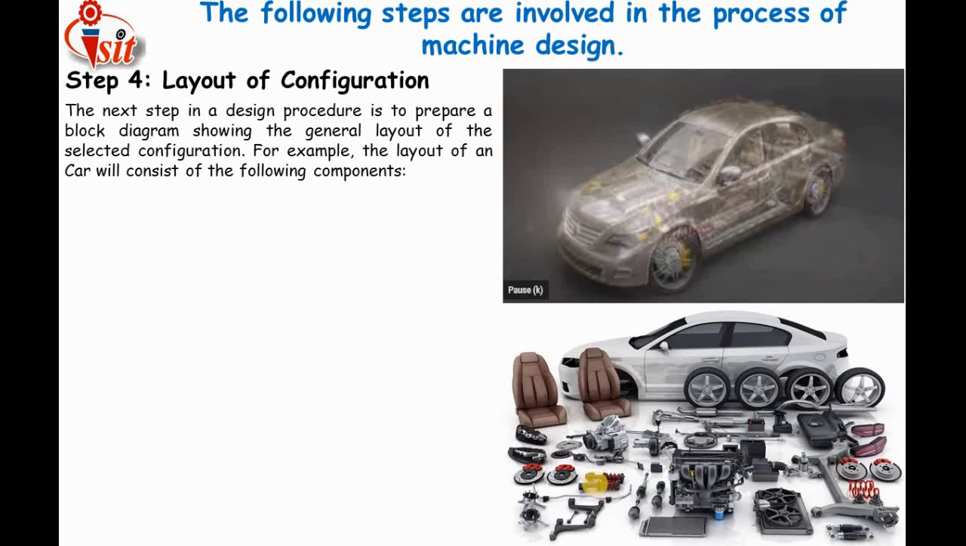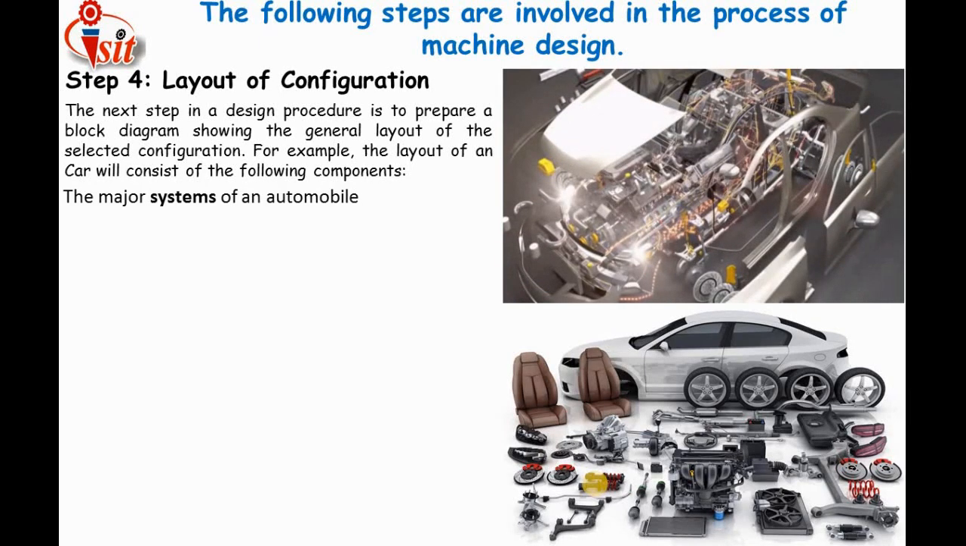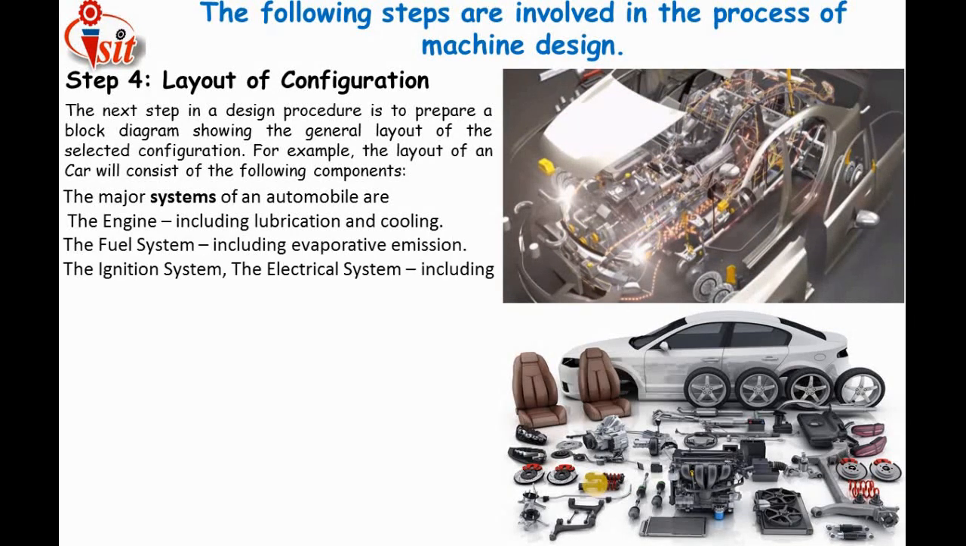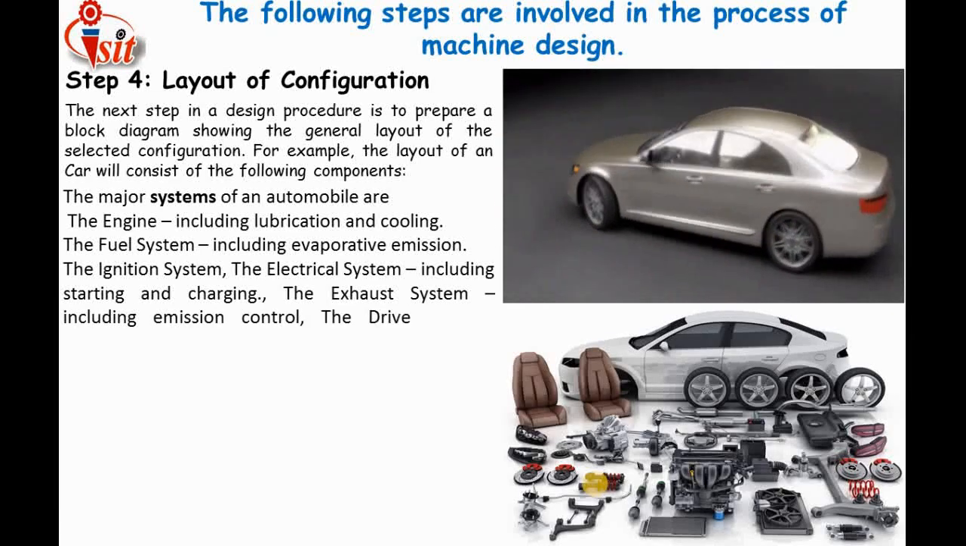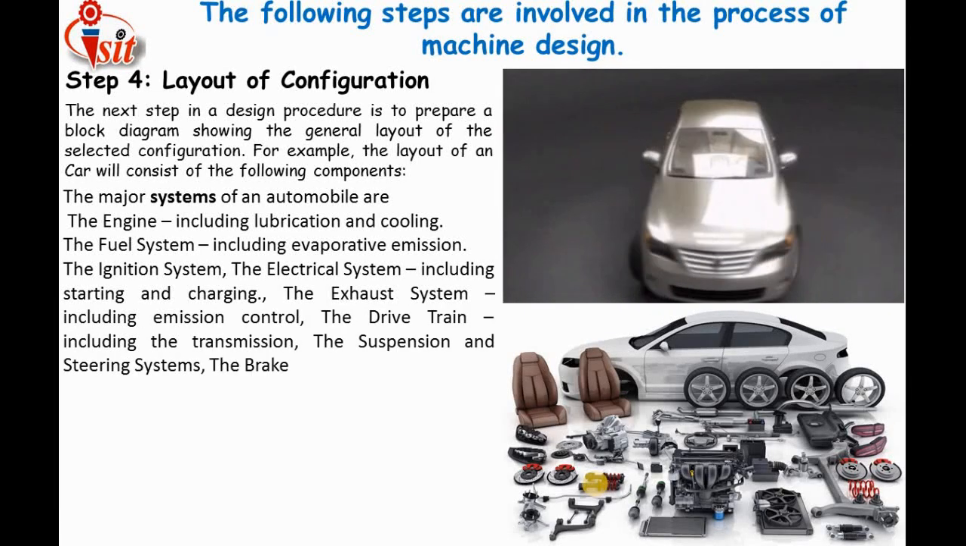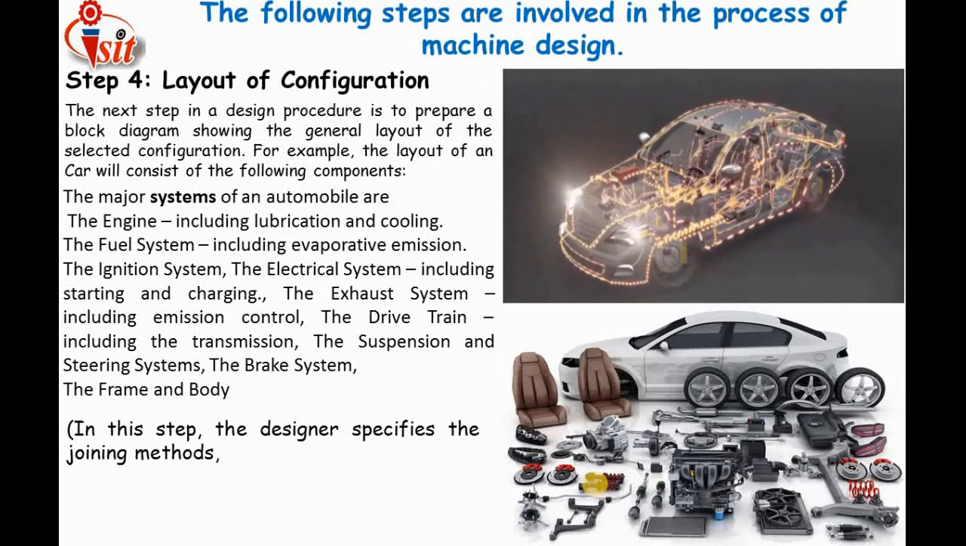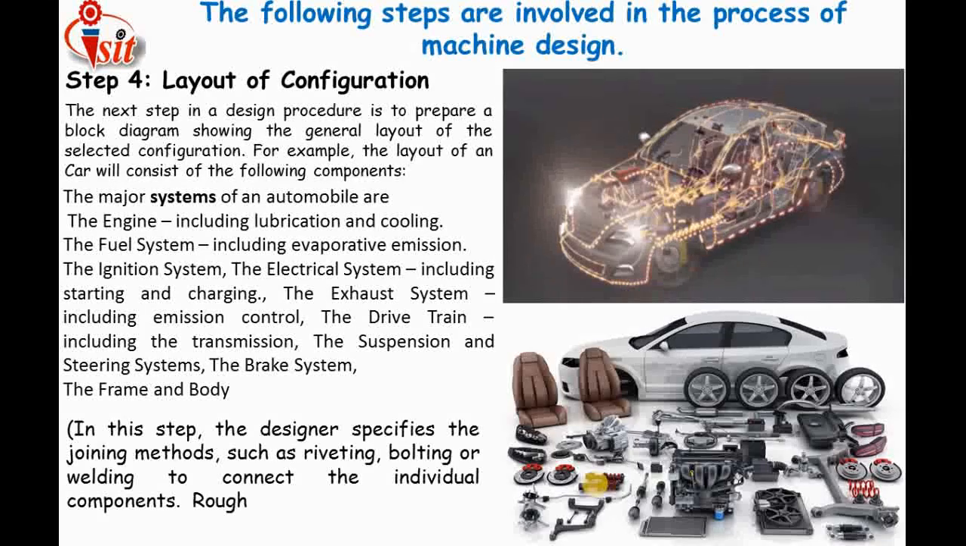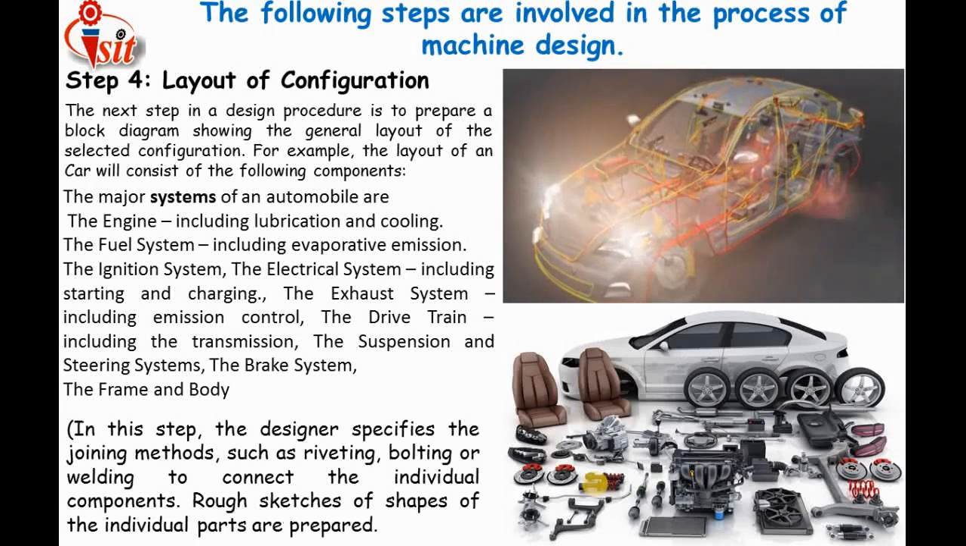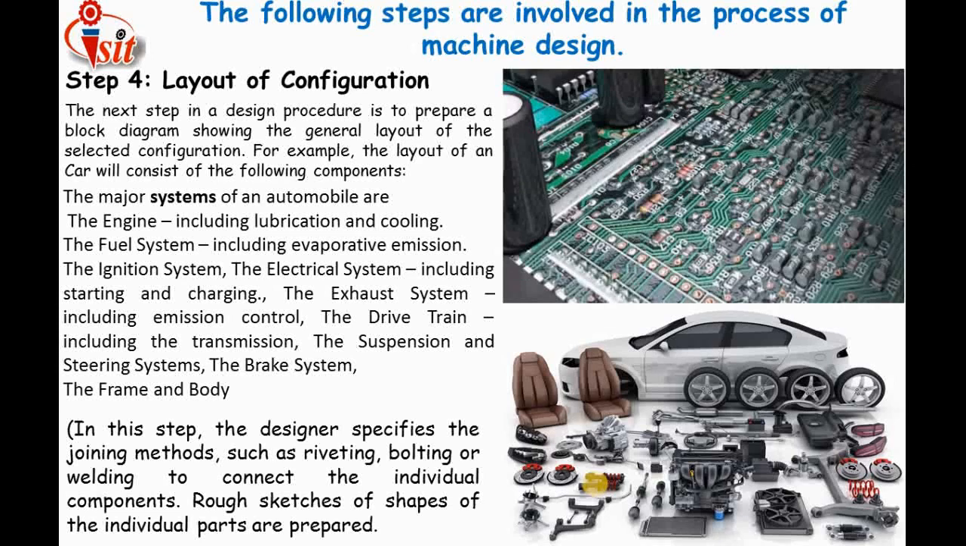So the fourth step is layout of configuration. At this step, the design engineer has to prepare a block diagram showing the general layout of the selected configuration. Here I have taken the example of an automobile car. You can see that the car is a combination of a number of systems and components. It includes the engine, including lubrication and cooling; the fuel system, including evaporative emission; the ignition system; the electrical system, including starting and charging; the exhaust system, including emission control; the drivetrain, including transmission, clutch, suspension, steering systems, and brake systems; and finally the frame and body on which all the systems will be mounted.